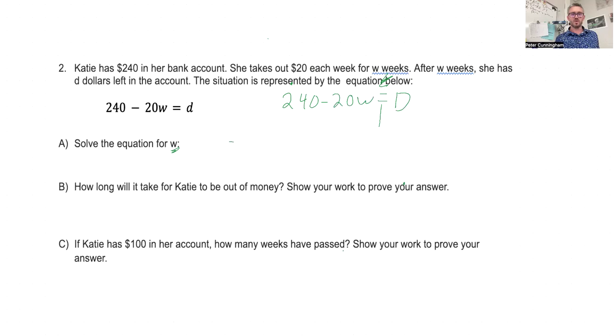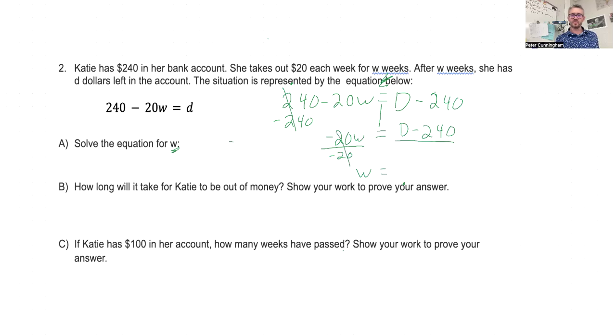So take 240 away from both sides. I know that seems weird. D minus 240. What is D minus 240? Well, it's just D minus 240. You can leave it as that. Okay, so now you have negative 20 times the amount of weeks and take the dollars, take 240 away, negative 20 gets divided here. And then, so you've got W all by itself on the left-hand side.